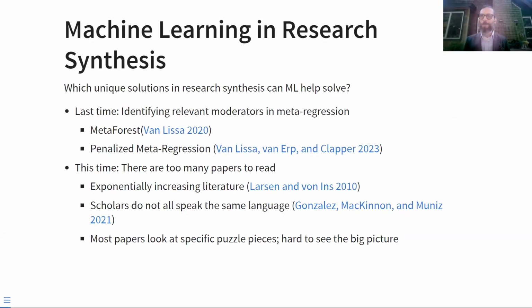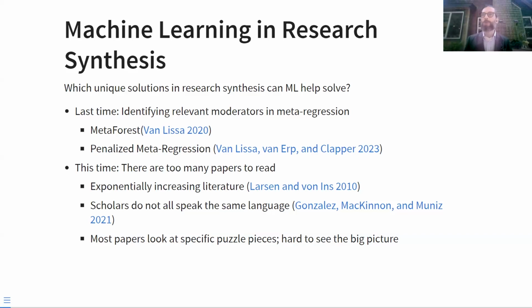So last time I was in this speaker series, I talked about how we can use machine learning to deal with a problem that most applied meta-analyses have: so many between study differences that could be coded as moderators that it becomes hard to see the forest for the trees. And I talked about two algorithms that I've developed, namely metaforest and penalized meta-regression. And both of these set out to do the task of reducing the number of moderators and identifying relevant ones. I'm not talking about that today.